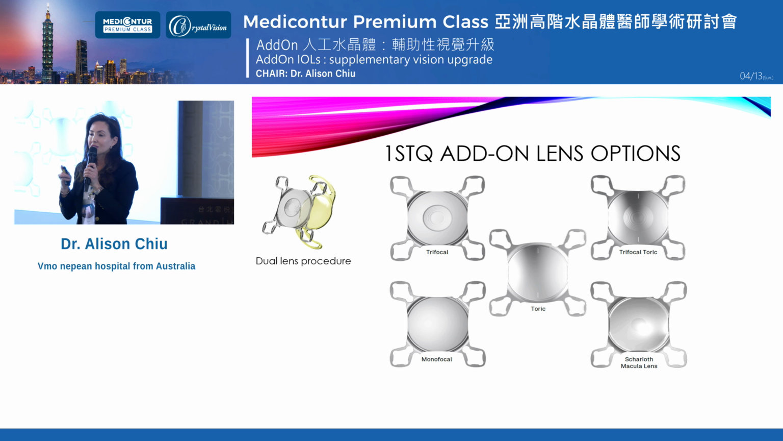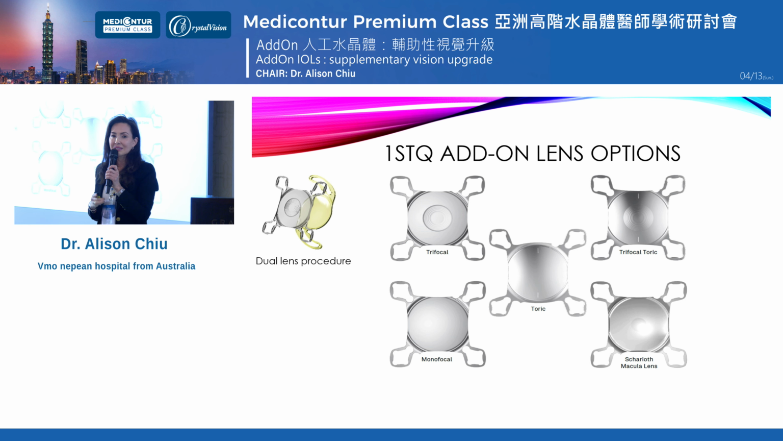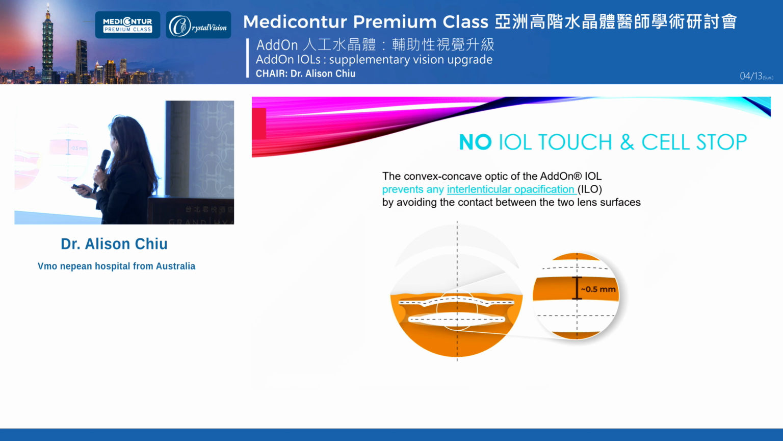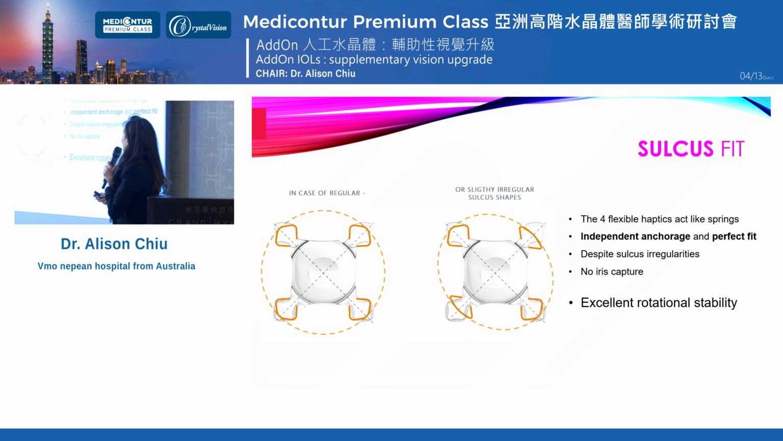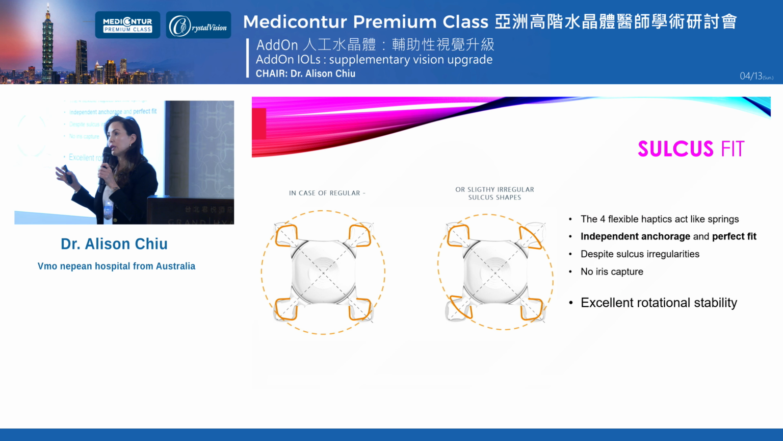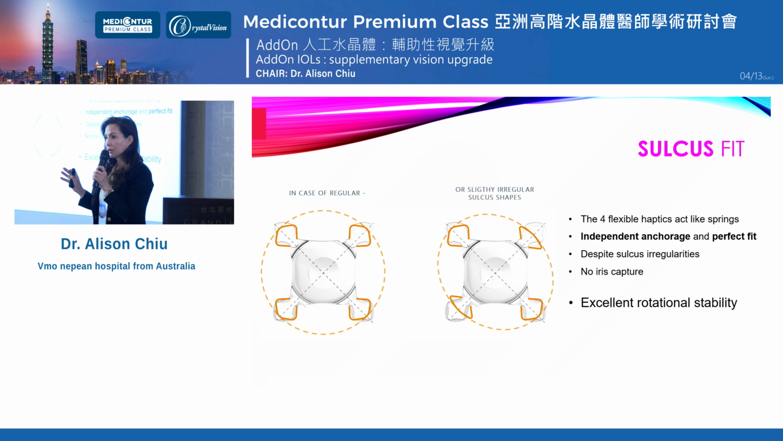So I can't wait to hear Dr. Harvey Ui's experience on the Charioth macular lens, because it has some very novel uses. So just put a bookmark in that place, and we'll talk more about that later. So it has 4 flexible haptics, and they act like springs. So the lens is very accommodating to any kind of sulcus anatomy.